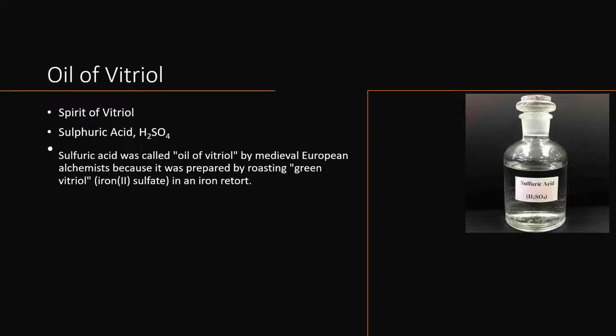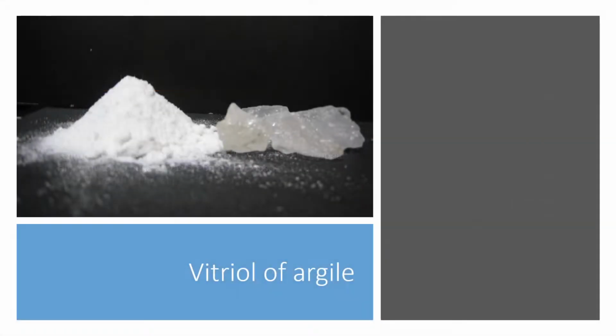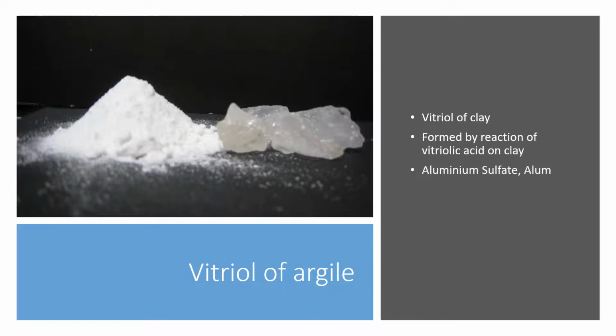Oil, because it looks like oil: it is thick, clear and liquid like an oil. Next, we have vitriol of argile. Argile is French for clay, so it is also known as vitriol of clay. This is actually aluminium sulfate. It is also known as alum. It got its name because it is formed by the reaction of vitriolic acid, that is sulfuric acid, on clay. So that's how it got the name vitriol of clay.